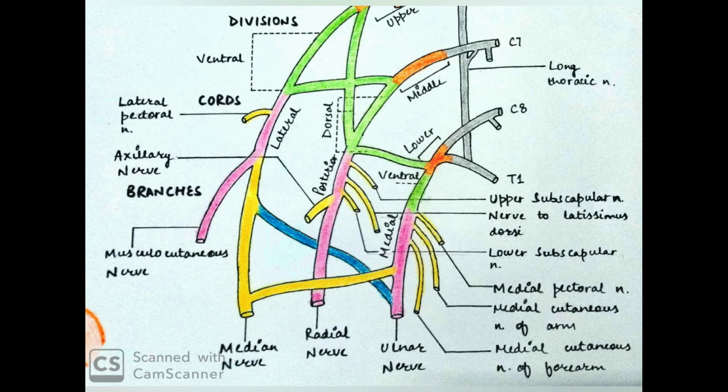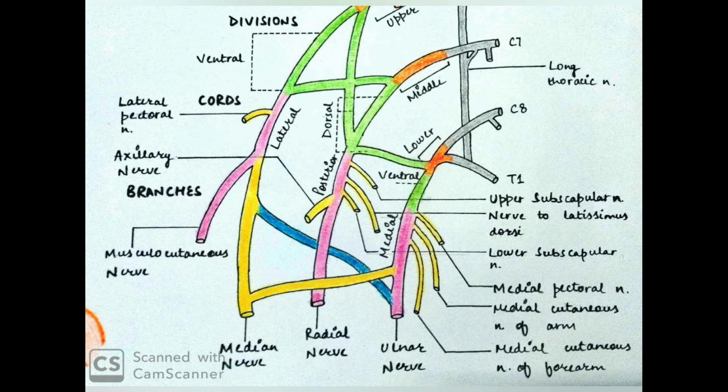In the cords, there are 3 branches of lateral cord and 5 branches for both medial and posterior cord. The first branch of the lateral cord is the lateral pectoral nerve with root value of C5 to C7. It supplies both pectoralis major and pectoralis minor muscles. Second is the musculocutaneous nerve with root value of C5 to C7. It supplies the coracobrachialis, biceps brachii and the brachialis muscles.